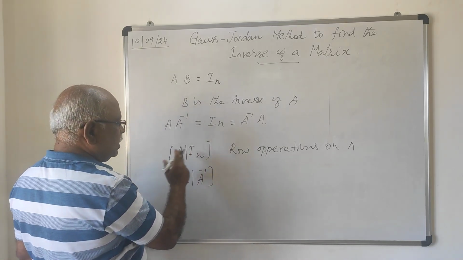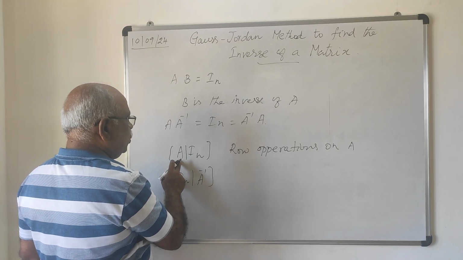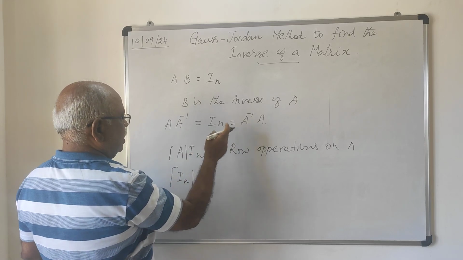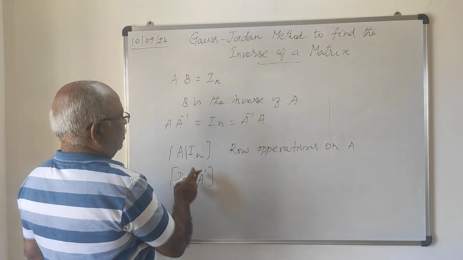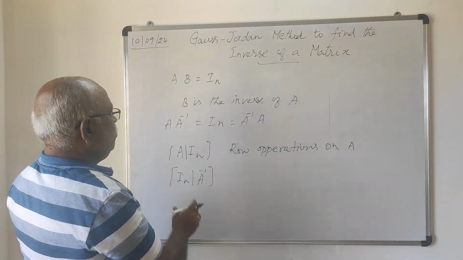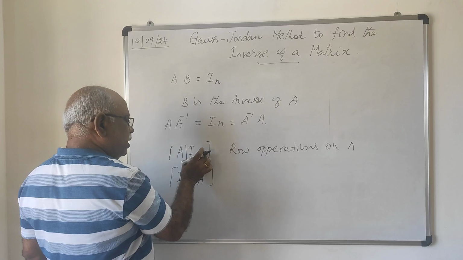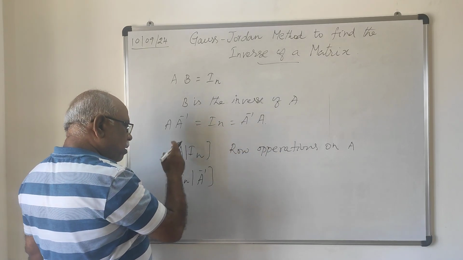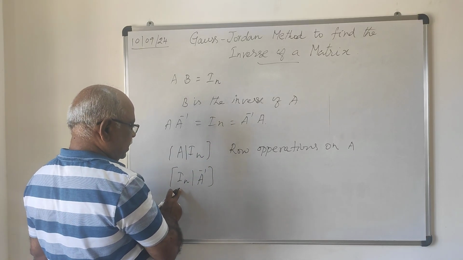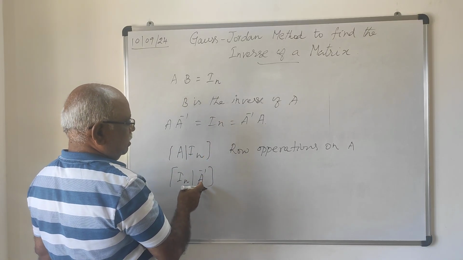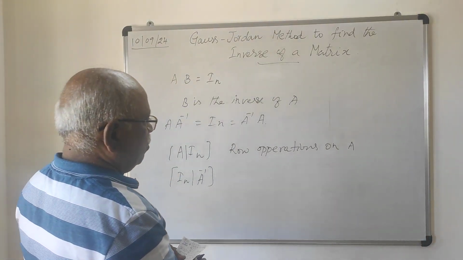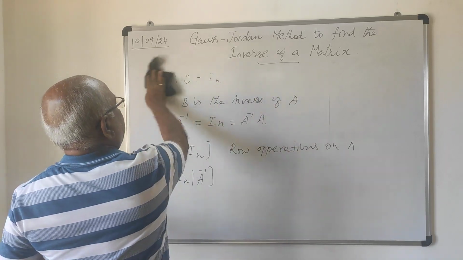Or otherwise, multiplying both sides by A inverse: A inverse into A gives I n. Similarly, I n into A inverse is A inverse. So this is the concept behind the Gauss-Jordan method. The given matrix A and the corresponding identity matrix are considered, and operating row operations on the matrix A, we convert it into the identity matrix, and automatically the identity matrix becomes the inverse of the matrix A. So this is the idea, and we are going to solve some problems using this Gauss-Jordan method.